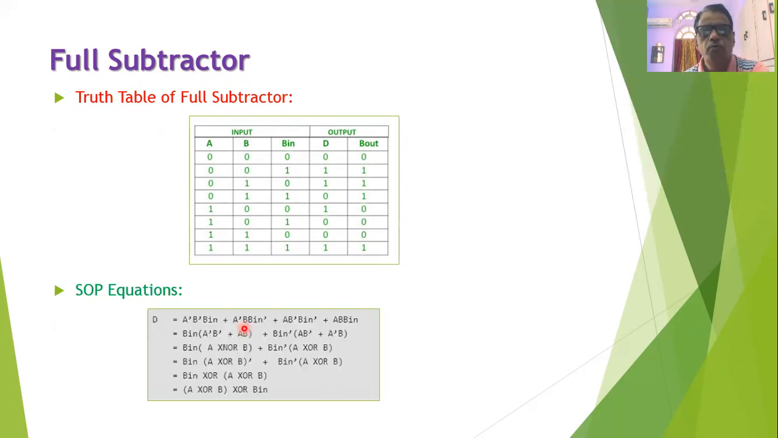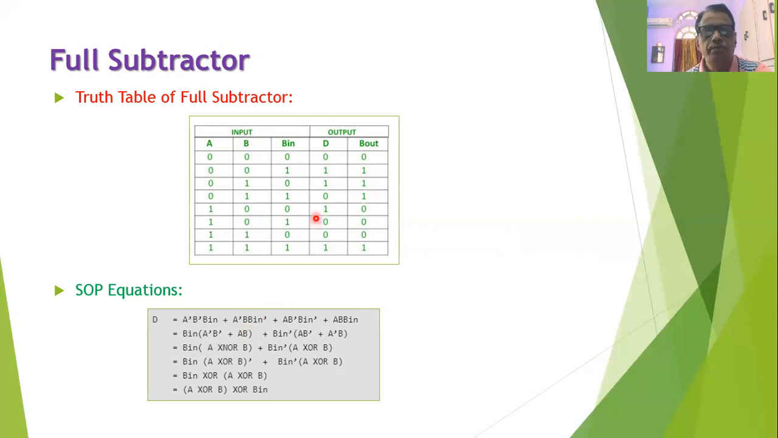So for the difference output, when you check the truth table, you can find that the difference output is 1 for the 4 possible cases. That is when A is equal to 0, B is equal to 0, and borrow in is equal to 1. Therefore, this case can be written as A bar B bar into B in. In the second case, A is 0, B is 1, and borrow in is also 0. Therefore, this case can be written as A bar B into B in bar.